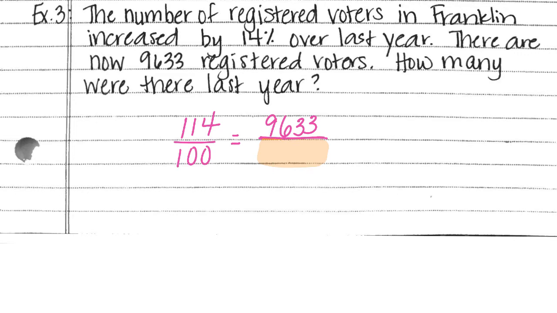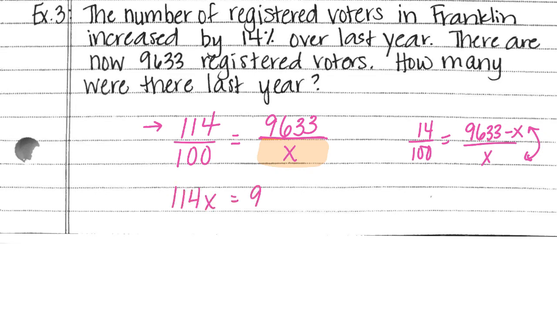So what I'm saying here is you can do this a couple ways. Our book sets it up a little different. They take 14 over 100 and they make it equal to 9,633 minus x over x. But instead of subtracting and doing all this algebraic work, I know that that is 114% because it's the 100%, which is what I'm looking for, plus an extra 14%. So there are two ways you could set this up. I set it up this way.